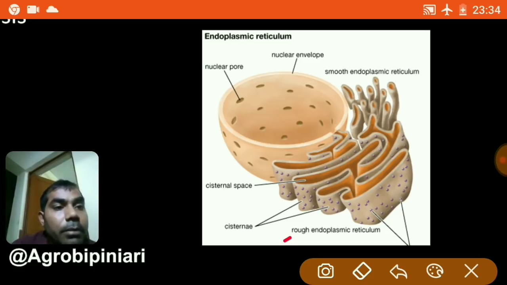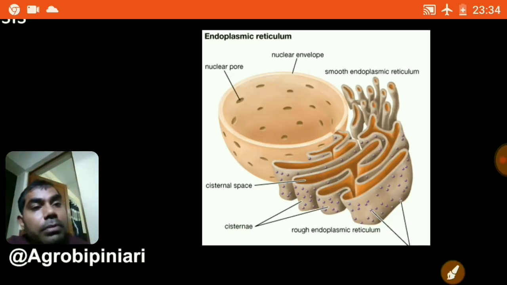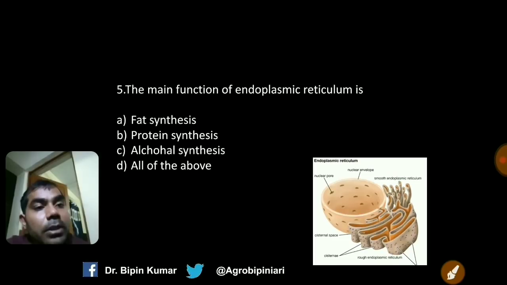And apart from that, you can see there is also the cisternal space here, and this rough type of structure is visible here. This is actually the cisternae. Okay, and this is the nuclear envelope. Okay, so these are some of the structures of the endoplasmic reticulum. So let's move to some information about the endoplasmic reticulum.